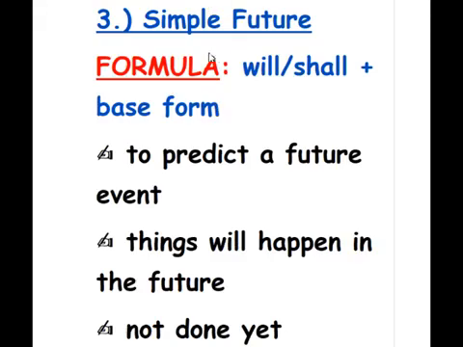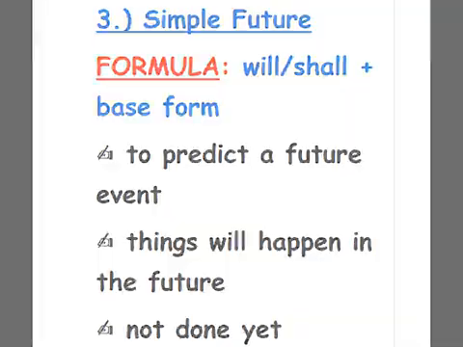The simple future will have a formula: will, shall, plus the base form. When you see the base form, it means the original spelling of the verb. Next, it is used to predict a future event. Things will happen in the future, so it has not yet happened and is not done yet, of course. It's not finished yet. So that is actually easy. Now let's move on to the next one.